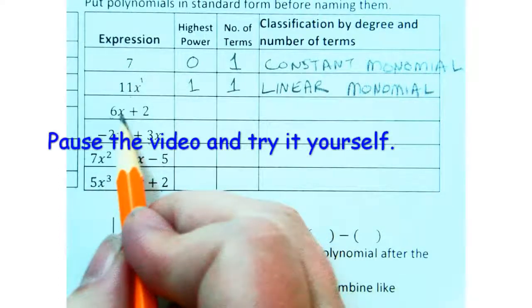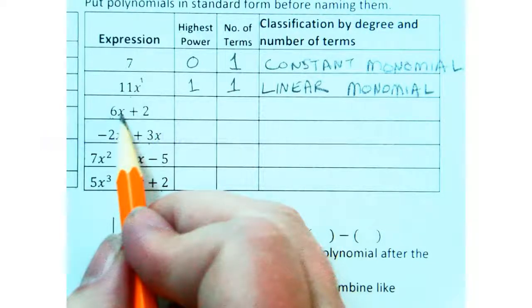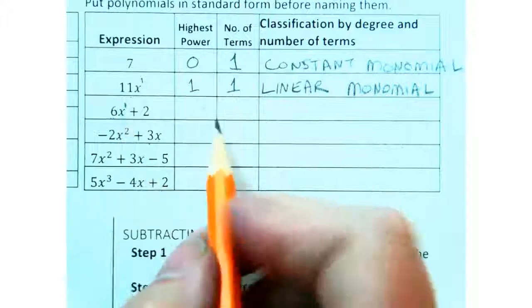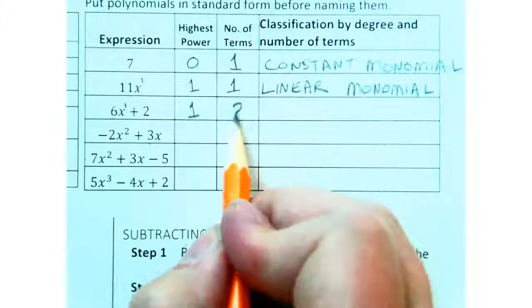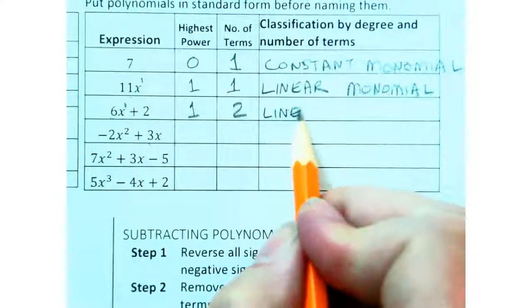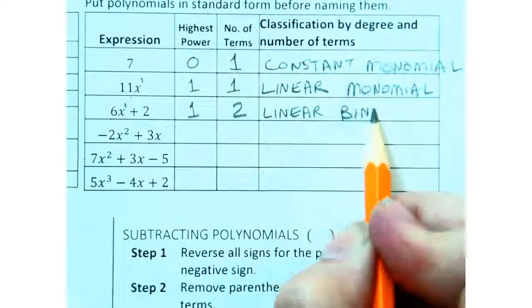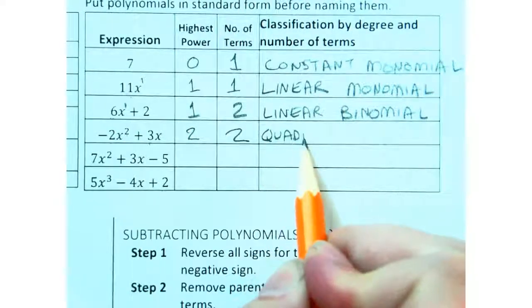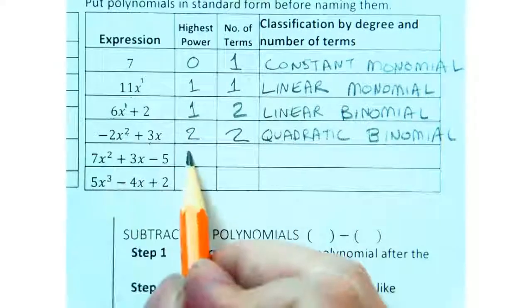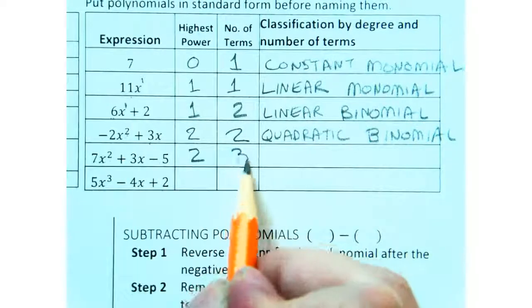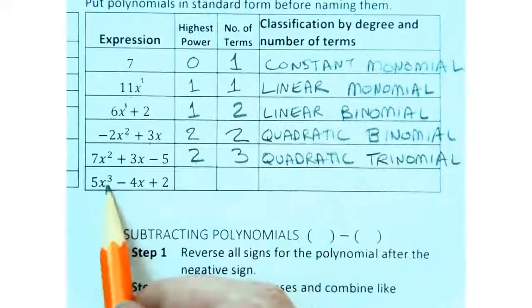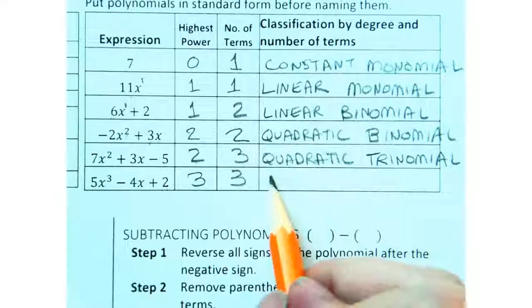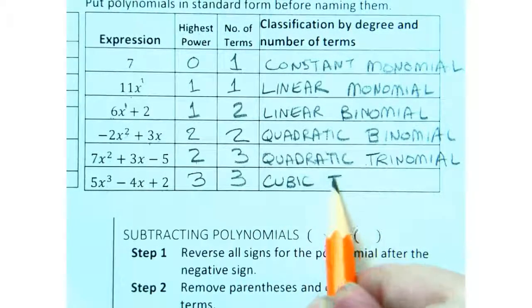Now pause the video and try it yourself. Now that you have tried it, check your work. This one is a linear binomial. This one is a quadratic binomial. This one is a quadratic trinomial. This one is a cubic trinomial.